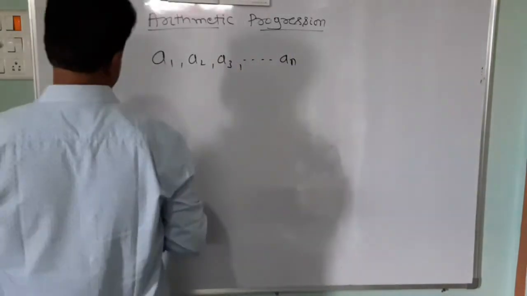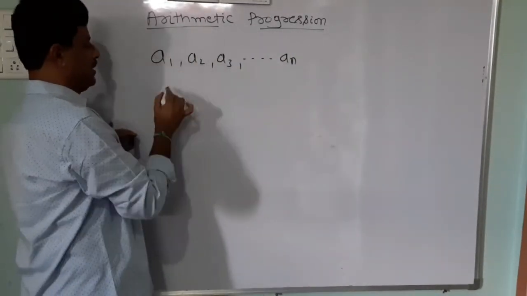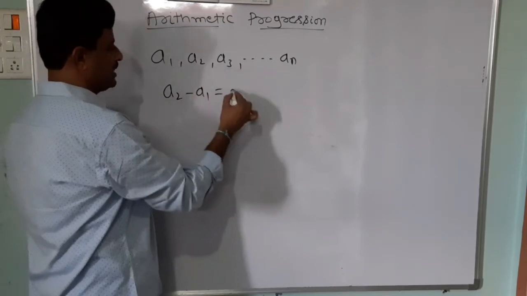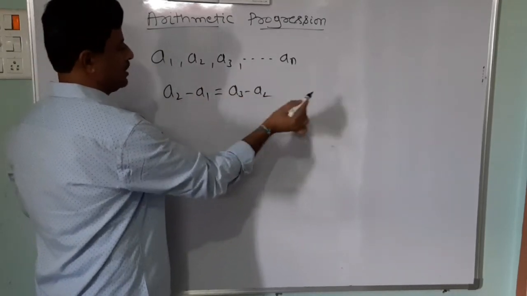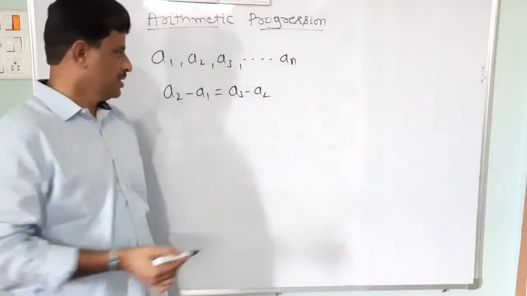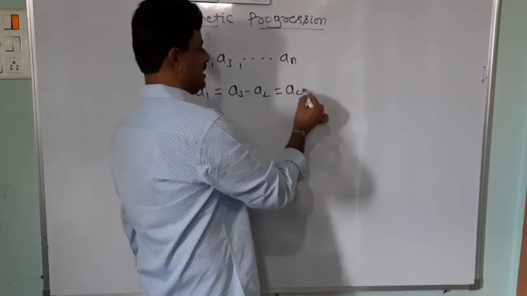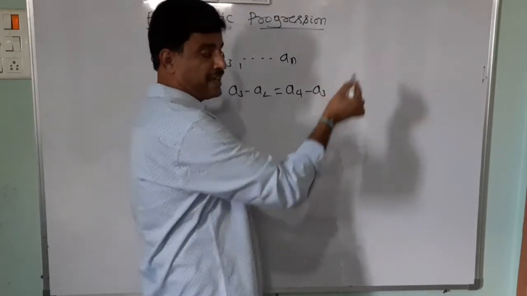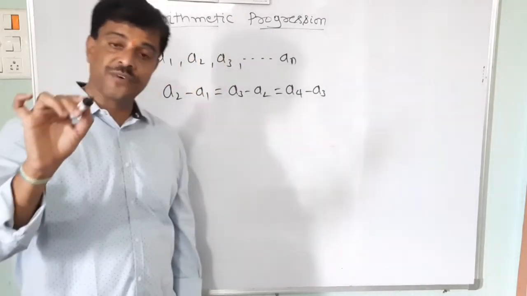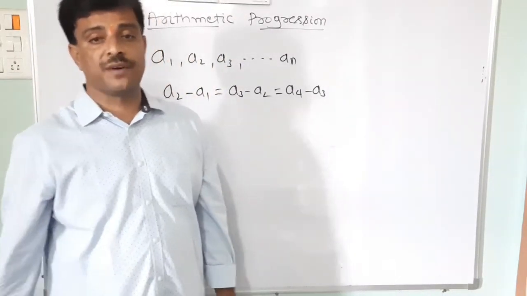Common difference means a2 minus a1 is equal to a3 minus a2. Next, a4 minus a3, and next a5 minus a4. Therefore, in any such sequence, the common difference is the same. How do you find the common difference like this?